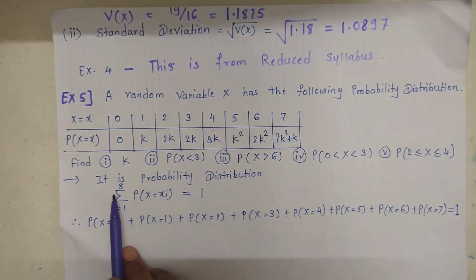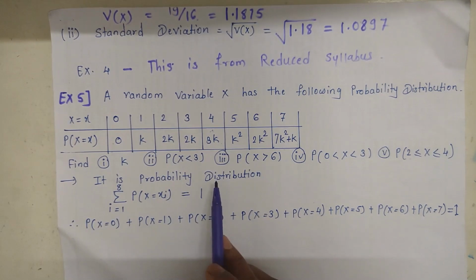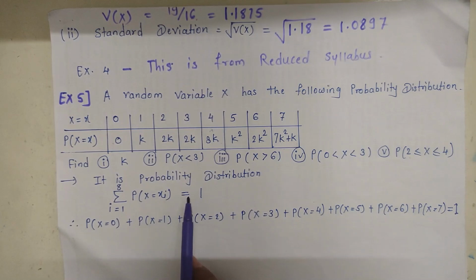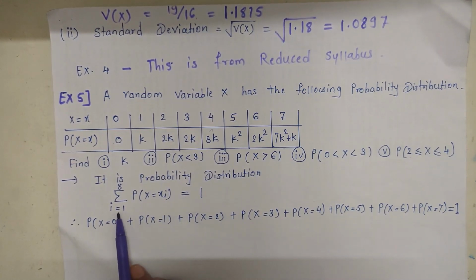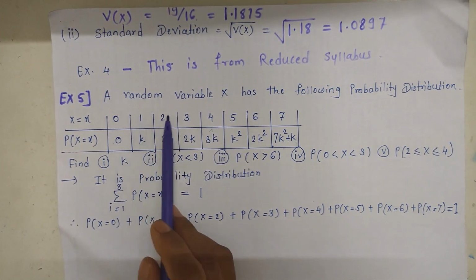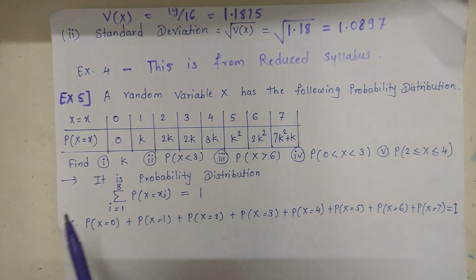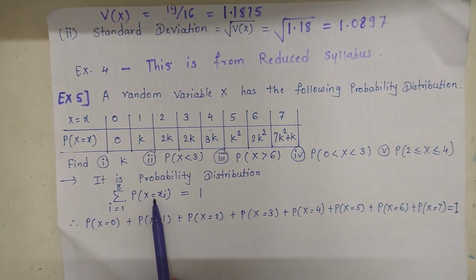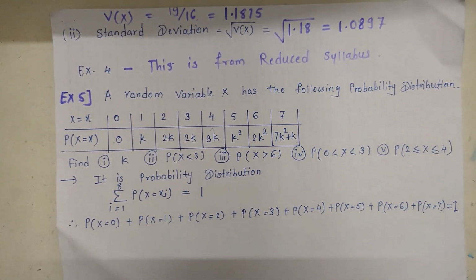Now the above distribution is a probability distribution, so we can write the summation of probability x is equal to xi, here i from 1 to 8. X takes the values 1, 2, 3, 4, 5, 6, 7, 8. So here, i from 1 to 8 of probability x is equal to xi is equal to 1.